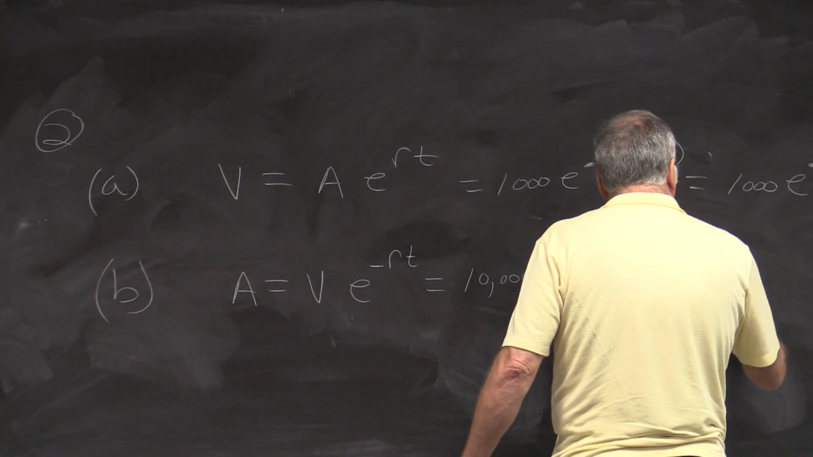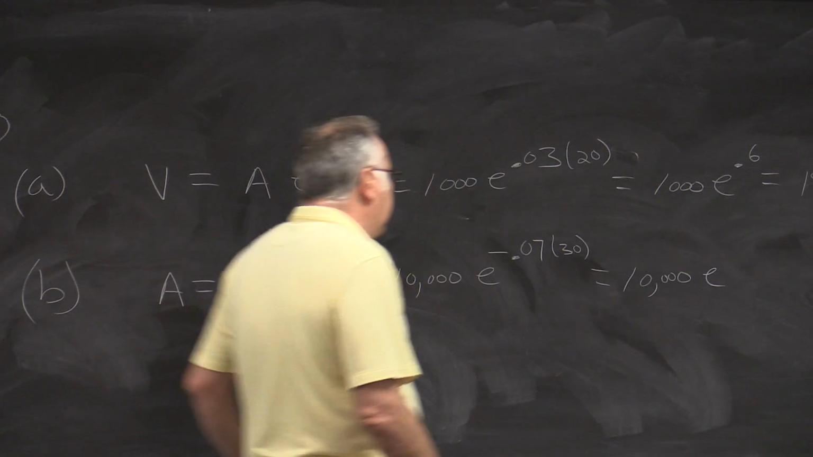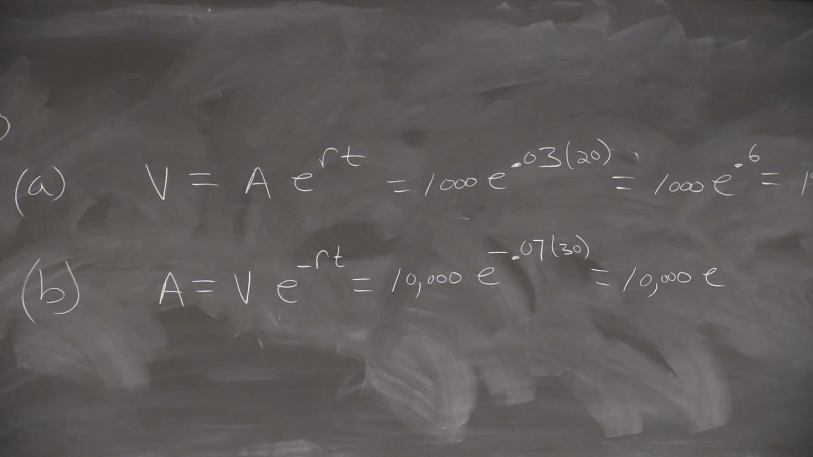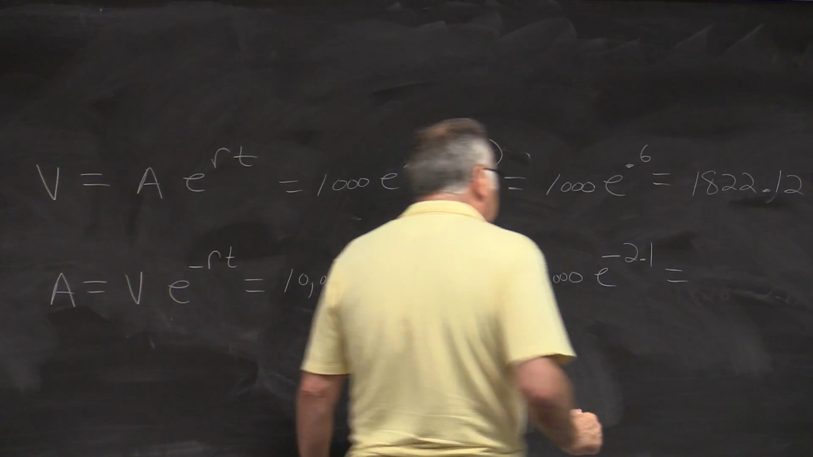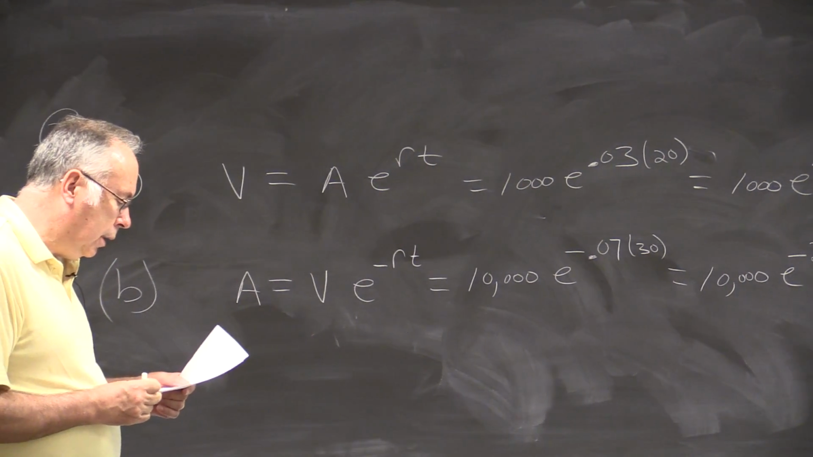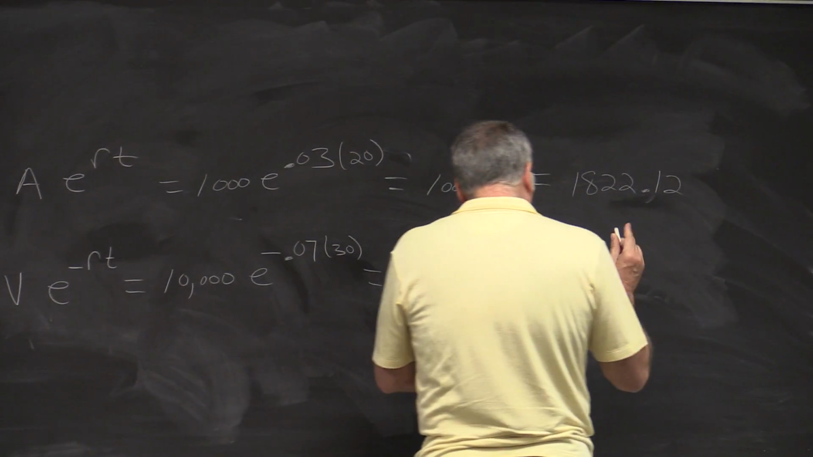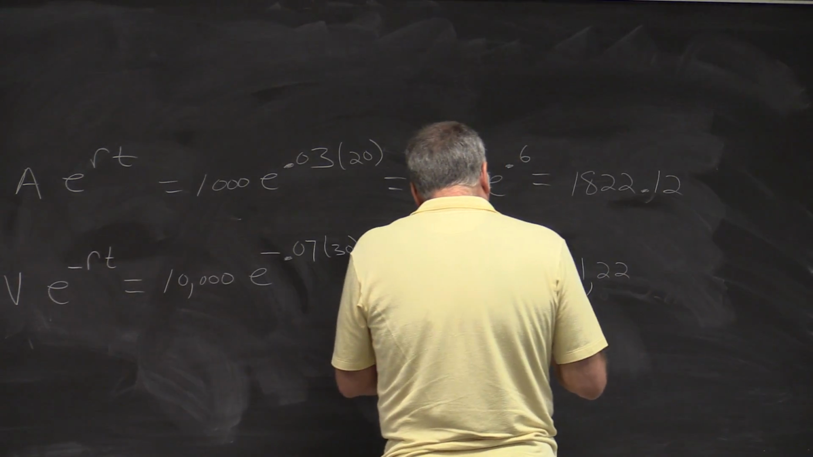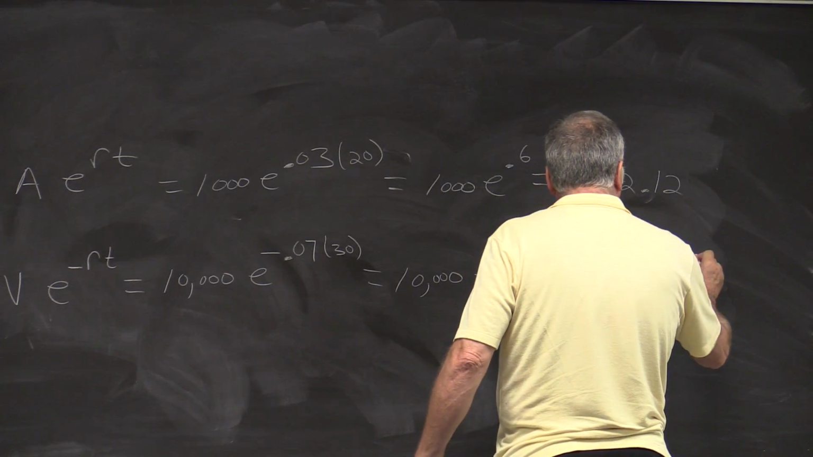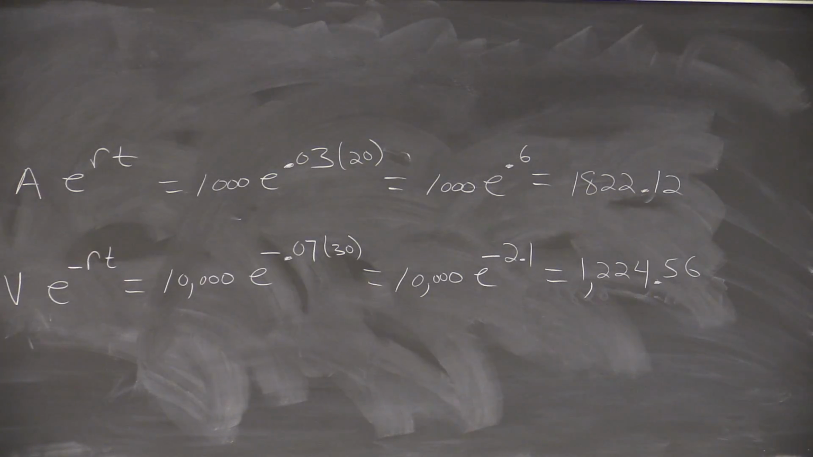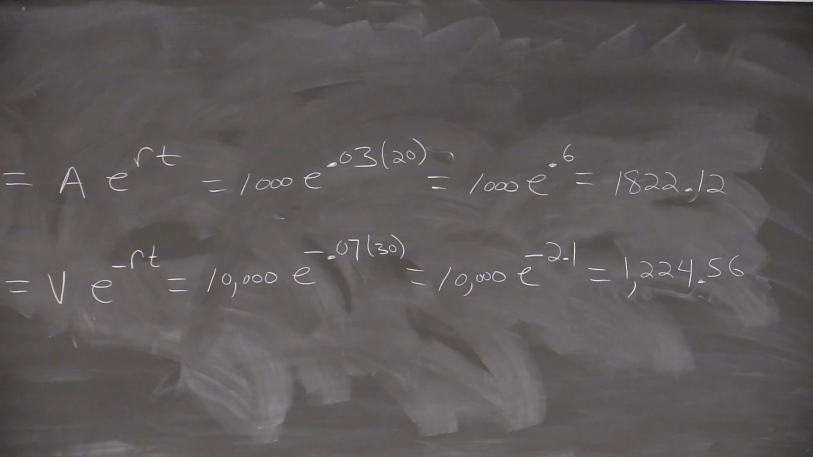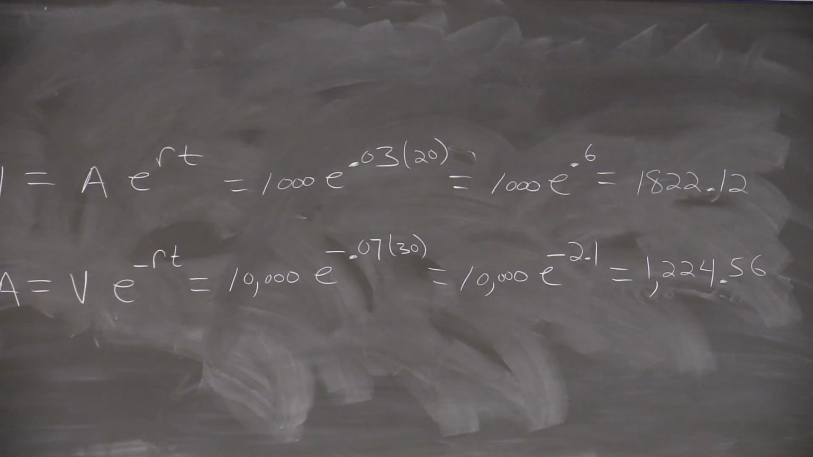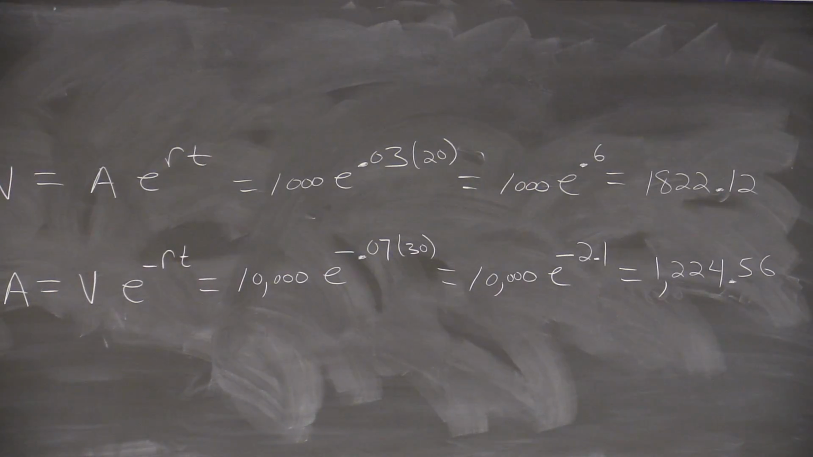So this is 10,000 times e to the, you multiply 30 times minus 0.07, you get minus 2.1. So you do this calculation, and it ends up being $1,224 and 56 cents. See, this is rather dramatic. You're getting $10,000, but you have to wait 30 years. So the present value of that is only a little over $1,200. So that shows the power of compound interest.